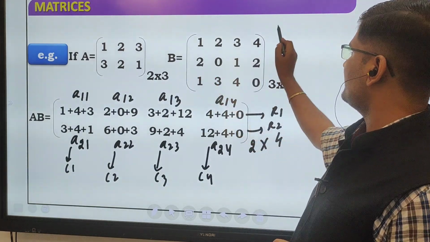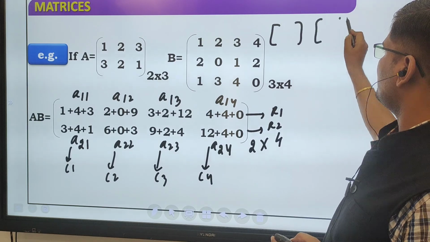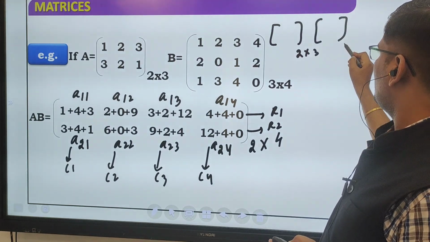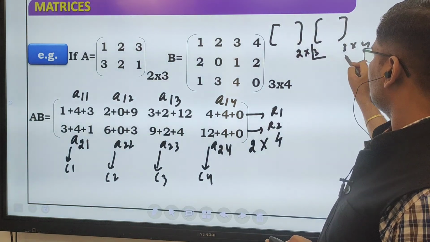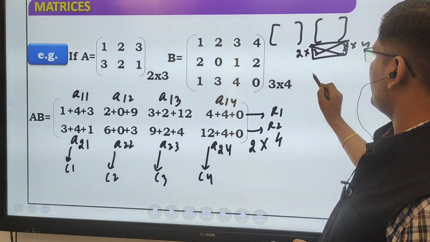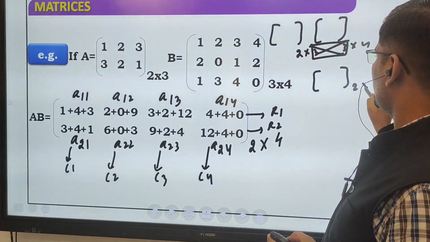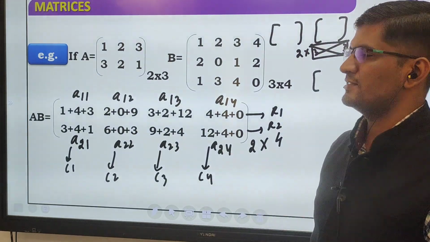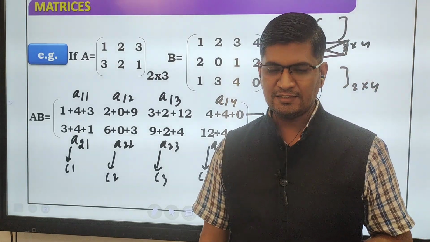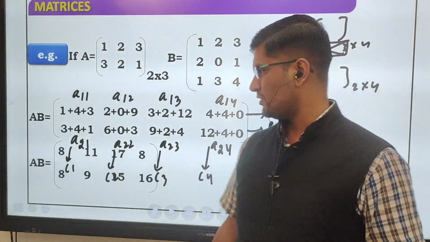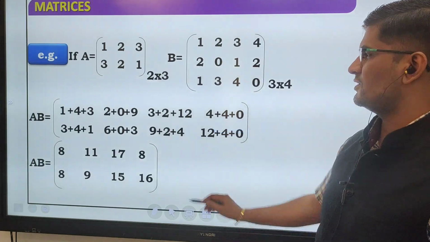I told you that you have to write the order in this way, 2 into 3 or 3 into 4. Cancel the middle part, so directly you will get 2 into 4. And this is the answer. Just add here. So you can write like this. So this is our answer.